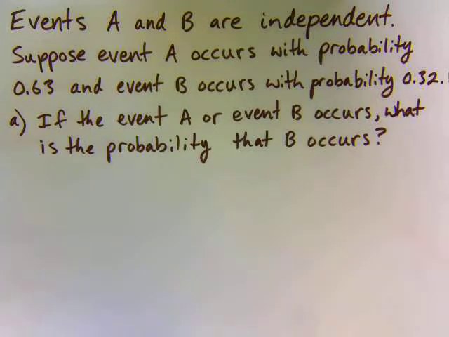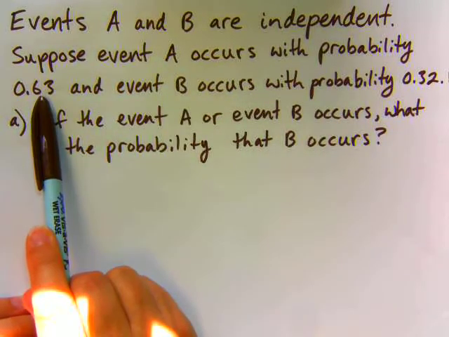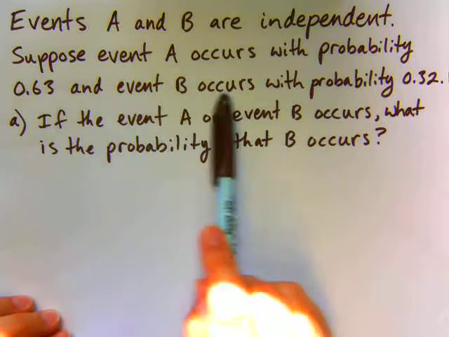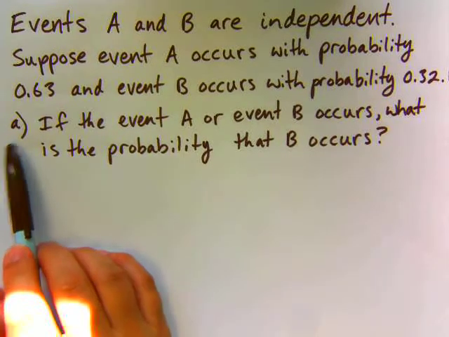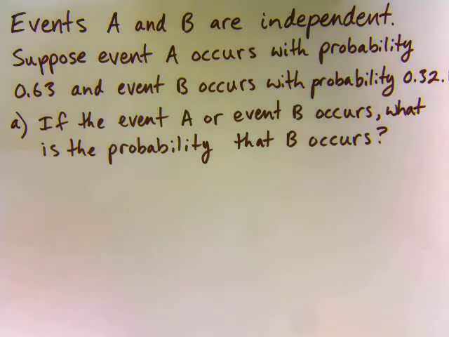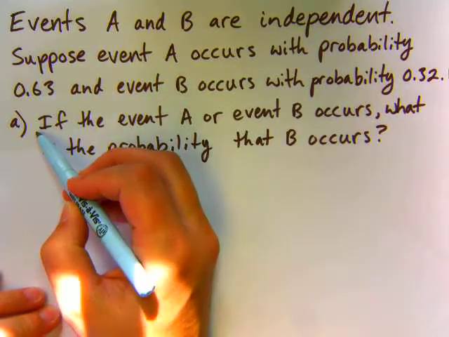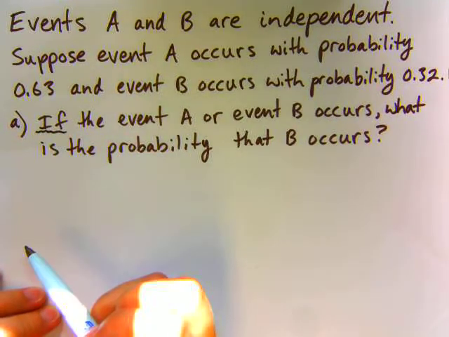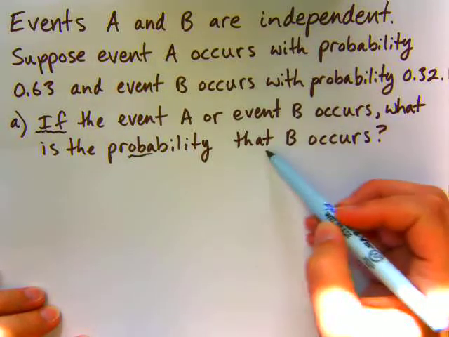Here are some more probability examples. Let's suppose events A and B are independent, and that's going to be important. Suppose event A occurs with probability 0.63 and event B occurs with probability 0.32. Our first question is, if the event A or event B occurs, what is the probability that B occurs? When you have this "if" part, it's a conditional probability, but we're trying to find the probability of B.